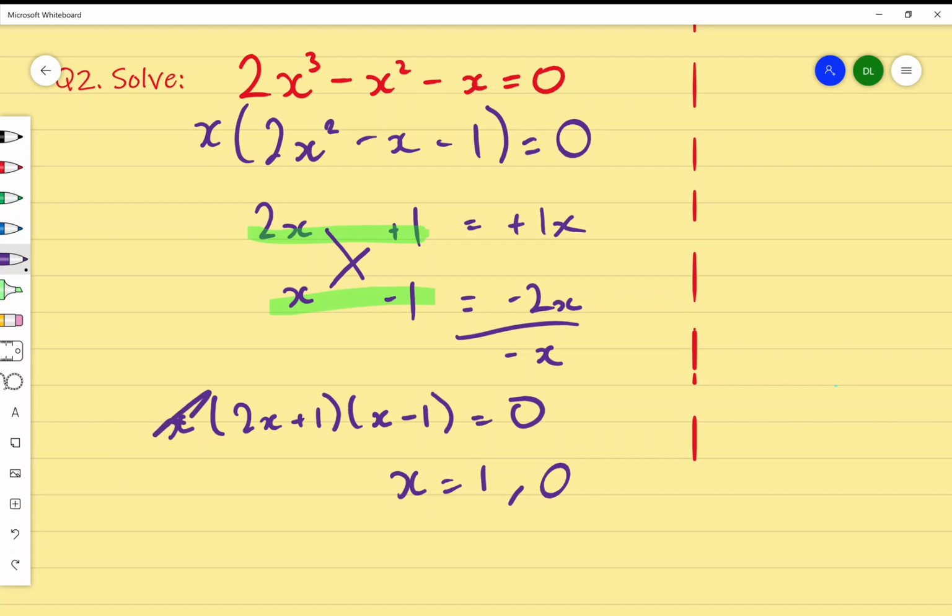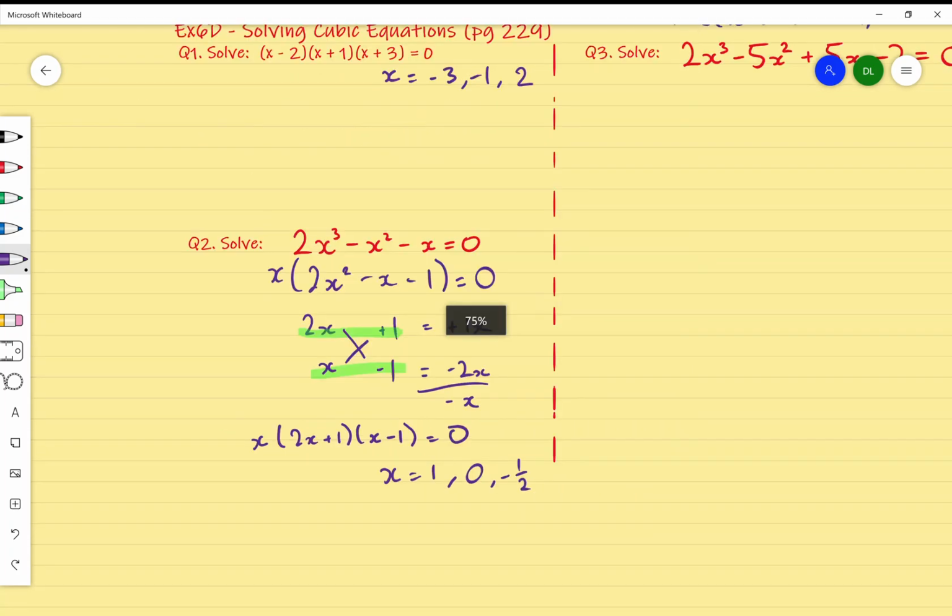Now, over here, 2x plus 1 equals 0. What do we get? Negative half. Good. If you wanted to, you could write out 2x plus 1 equals 0 and solve from there, or you can just write negative a half. Perfect. Pretty straightforward. Any questions? No? Okay. Last question, question 3.